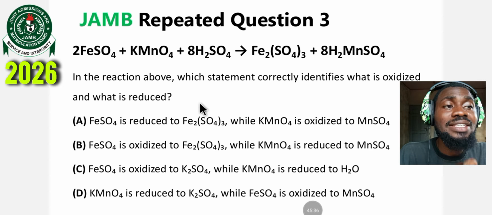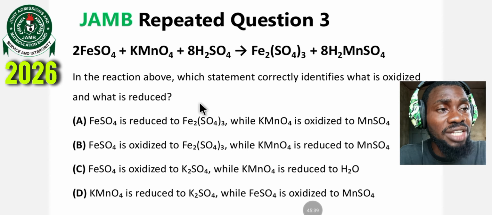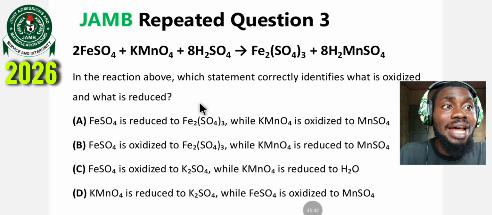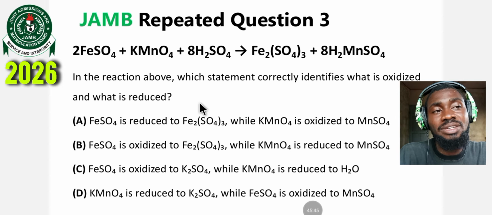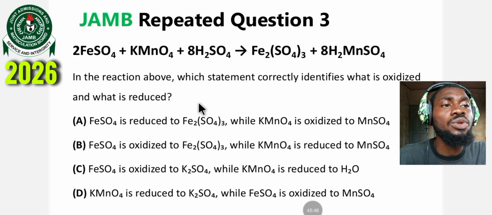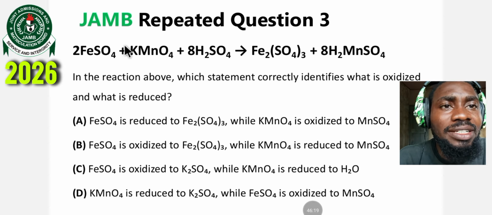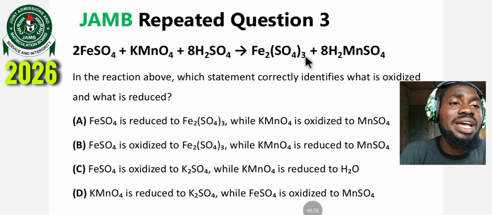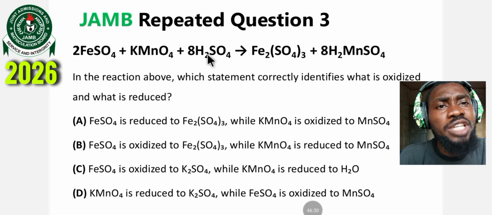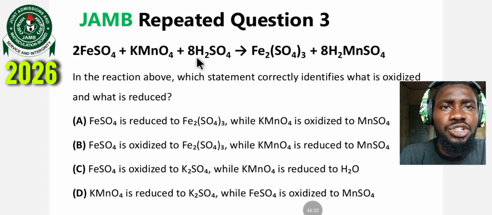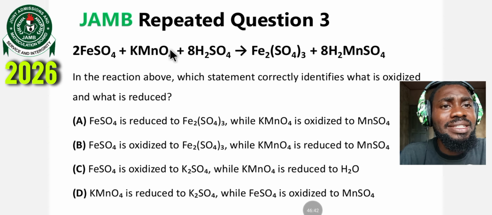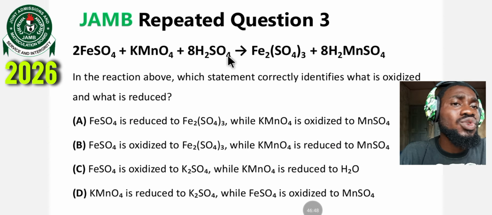A substance might act as an oxidizing agent in this chemical reaction, and in another reaction, you find that substance acting as a reducing agent. So you have to study the reaction and ascertain the oxidizing and the reducing agents in the reaction. When you take a look at this reaction, it's a redox reaction because electrons are transferred. So on the left-hand side of this chemical reaction, we have iron(II) tetraoxosulfate(VI) acid plus potassium tetraoxomanganate(VII), and we have concentrated tetraoxosulfate(VI) acid.